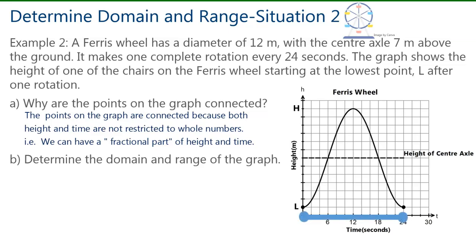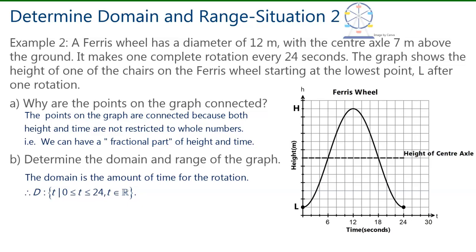Let's look at the shadow of the graph on the horizontal axis. This will run from 0 to 24, including both 0 and 24. So the domain in set notation is the amount of time for one rotation and is represented by the set of t such that t is greater than or equal to 0 and t is less than or equal to 24, where t is a real number. We can write it in interval notation as t is an element of the closed interval from 0 to 24. Notice the square brackets because we are including the 0 and the 24.